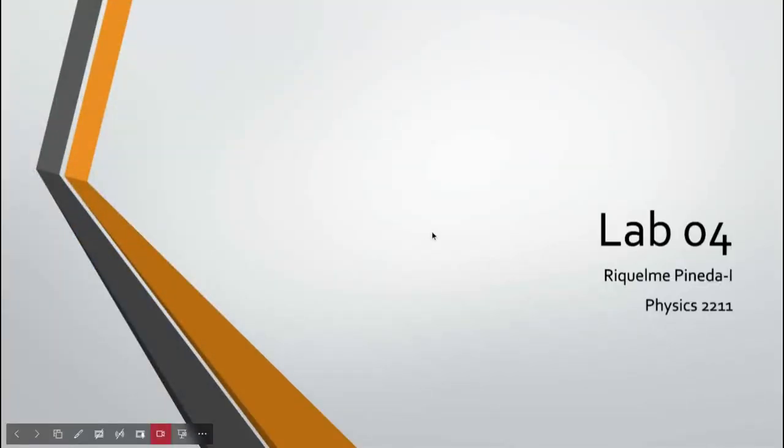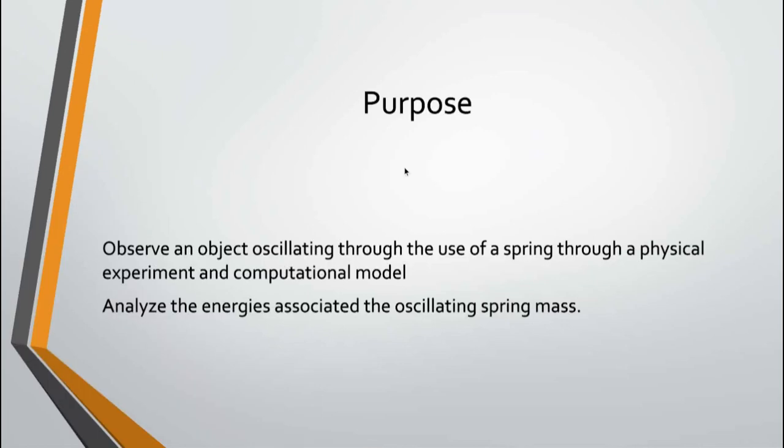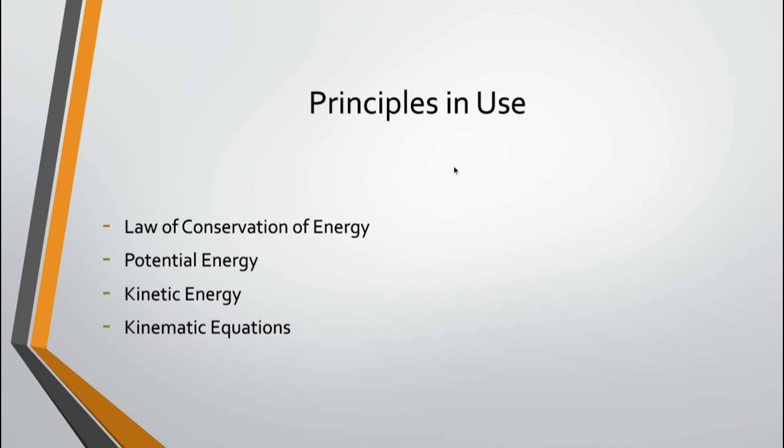Hello, this is Lab 4 for Physics 2211. The purpose is to observe an object oscillating through the use of a spring, used in a physical experiment and a computational model, and analyze the energies associated with the oscillating spring. The principles in use are the law of conservation of energy, potential energy, kinetic energy, and the kinematic equations of velocity and position update.